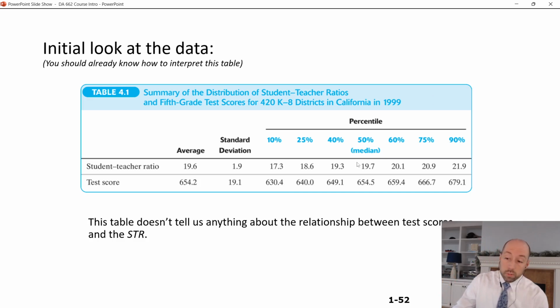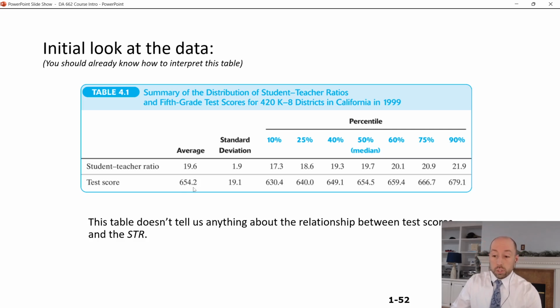The percentiles over here are also very interesting. 10% of students are in schools with less than 17.3, which is pretty good. 25% are in schools with less than 18.6, 40% in schools less than or equal to 19.3. The median is 19.7, which is only barely higher than the average student-teacher ratio, so we might be able to say something about whether this distribution is skewed, but the median and the mean look like they're about the same, which is fair enough. And then 90% of students are below something like 21.9, which of course means that 10% of students are in districts where the student-teacher ratio is above 21.9, which we might think about being the bad end of the distribution.